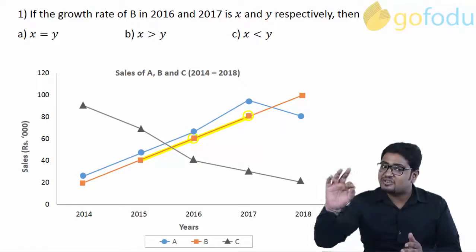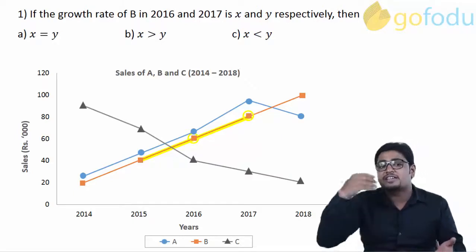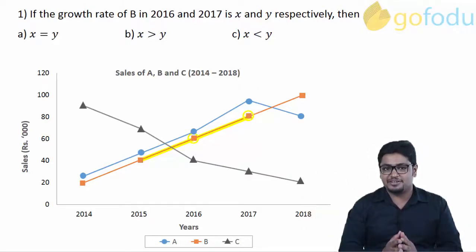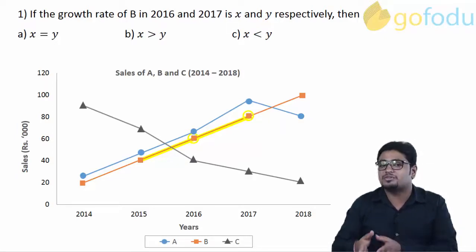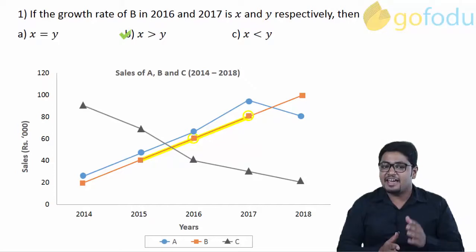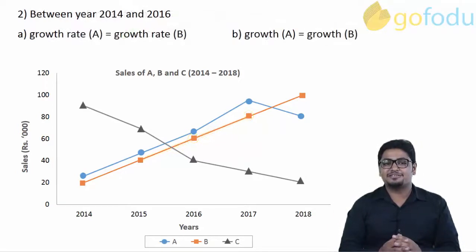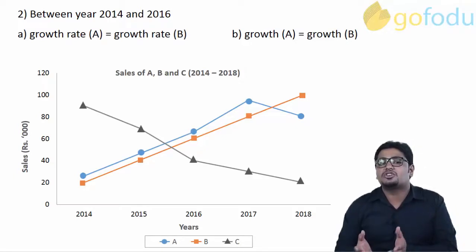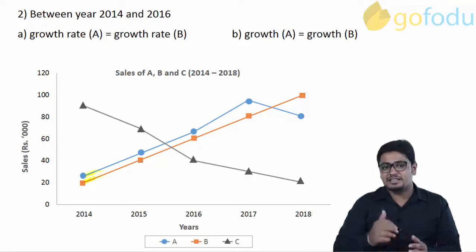It's an increasing straight line, and we know that in such a line, a lower base results in a higher growth rate. So, the rate is higher in 2016 than in 2017. That is, X is greater than Y. Next question. It is basically asking us to compare the growths and growth rates of A and B between the years 2014 and 2016. That means this region.